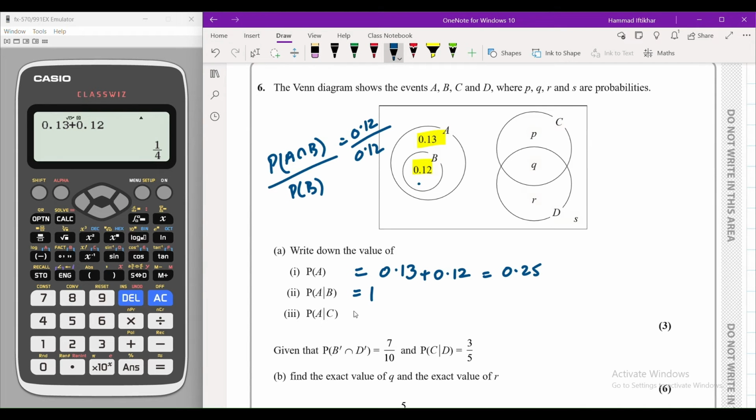Or the probability is 1. A given C. A and C are mutually exclusive, so that means they have no intersection. So it is equal to 0.